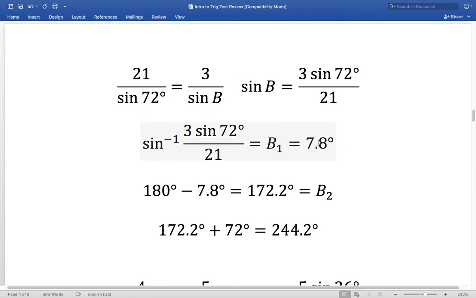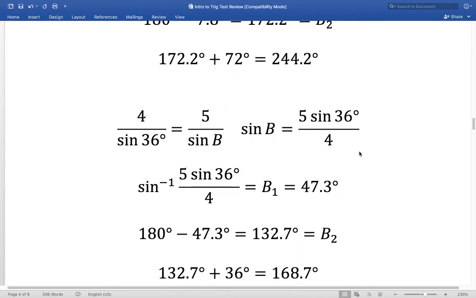Now to check to see if we have a second possible solution, we're going to take our first possible answer for angle B and subtract that from 180. That gives us our second possible angle for angle B. But if we add our angle A to our angle B and it's greater than 180, then we cannot have a second possible angle.